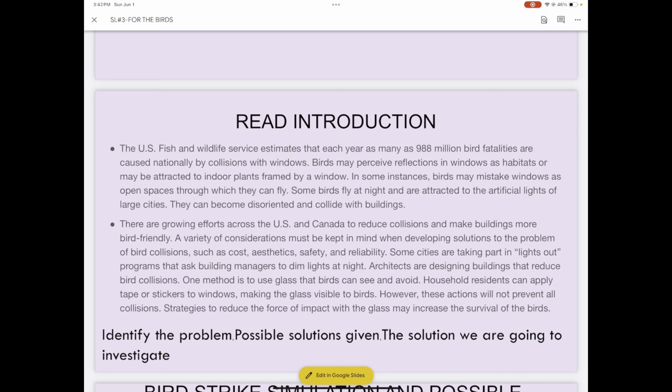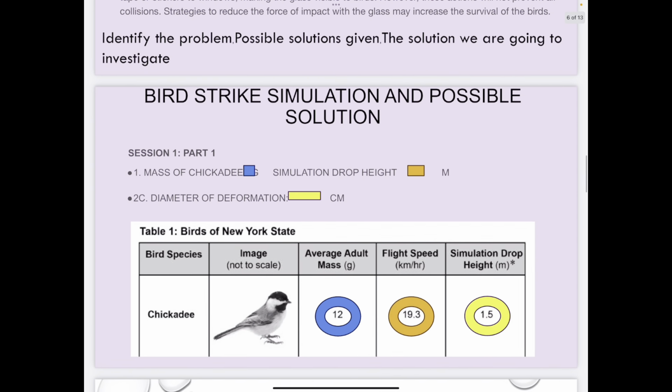All right, so here's our first simulation. I'm going to explain what we're doing, and then I'm going to stop the video for the first time because I have to set it up, and then we'll come back after I record the video. So the first bird we're dealing with is a chickadee. There's an image of it, obviously not to scale, but that's what it looks like.